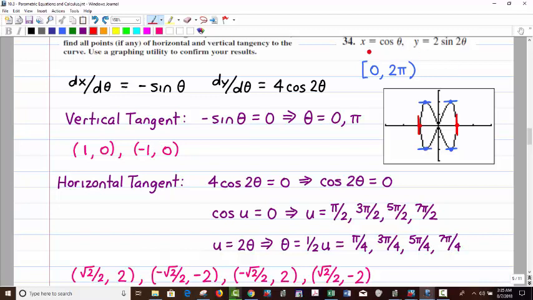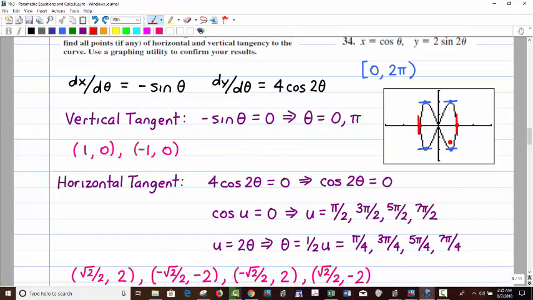So let's look at the derivatives. The derivative of x with respect to theta will be negative sine of theta. We set that equal to 0. Theta will be 0 and pi. To figure out what those are in rectangular form, we plug them into these two. So 0 would make x 1, and then 0 would make y 0. So you have 1, 0. And then when you put pi in here, cosine of pi is negative 1, and 2 sine of 2 pi would still be 0. So those are your 2 points with your vertical tangents right there in red.